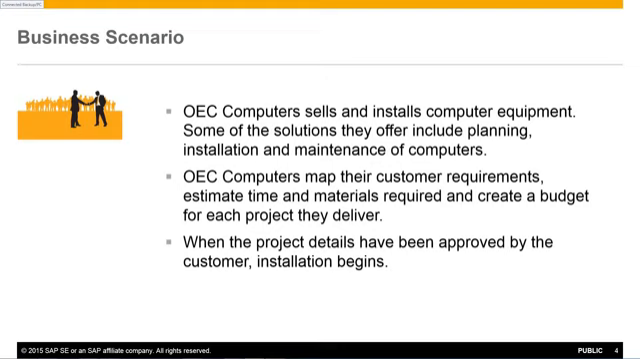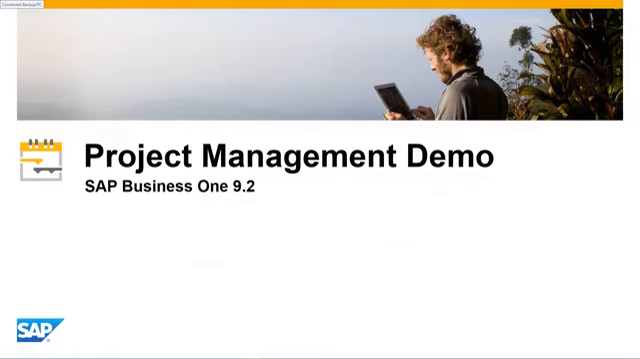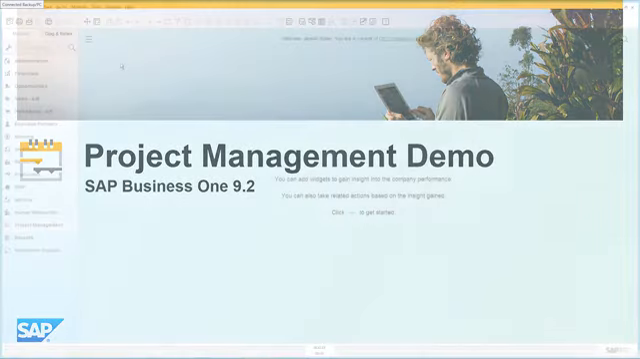OEC Computers map their customer requirements, estimate the time and materials required, and then they create a budget for each project they deliver. When the project details have been approved by the customer, installation begins. So let's now see how we would execute this project activity in SAP Business One, Release 9.2.